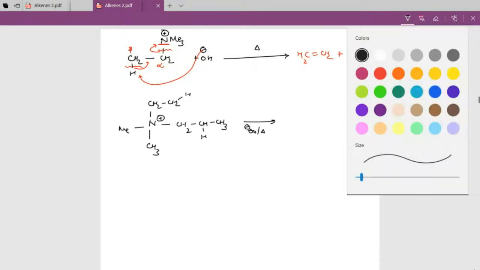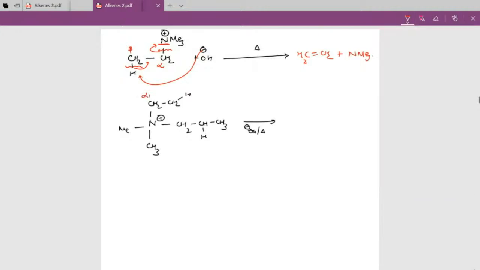So for this, when you have more choices, please mark them as alpha 1, alpha 2, beta 1, beta 2. If there were more, you could have marked more. As many as there are, mark them like that. And once you mark all these, now you see which beta H is least substituted. If I remove this, I have one substitution of CH3. Correct. But if I remove this, I have no substitution of beta H.